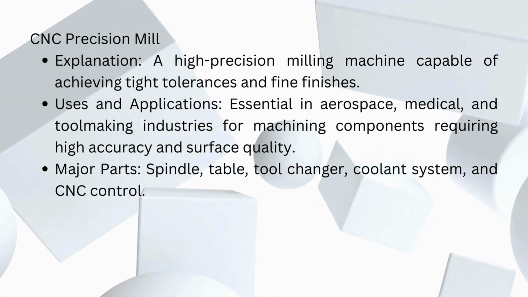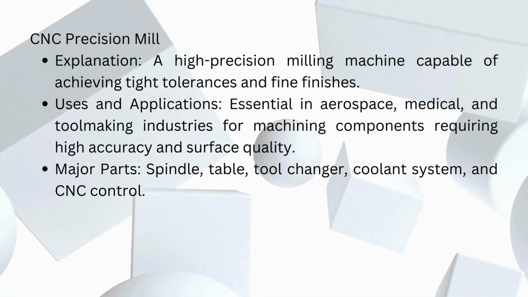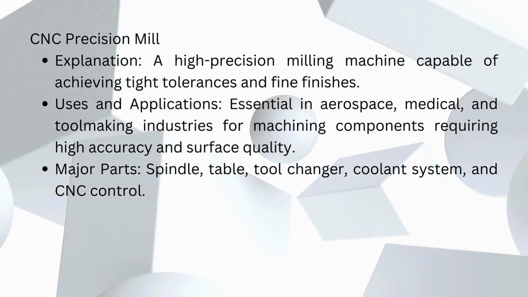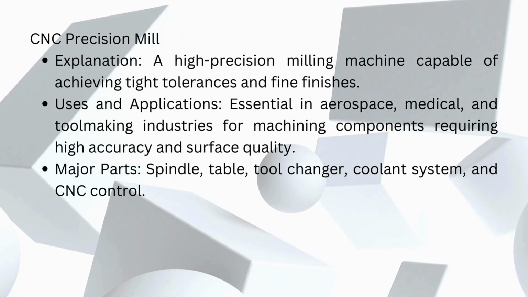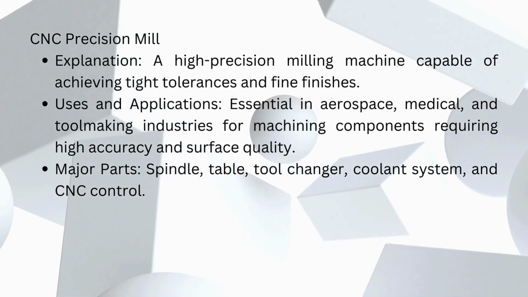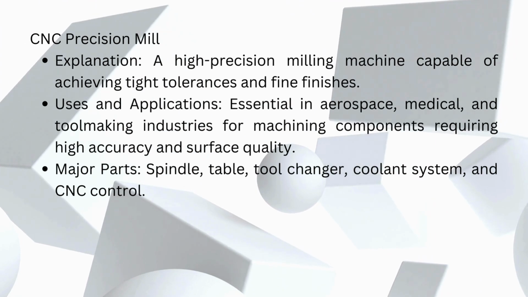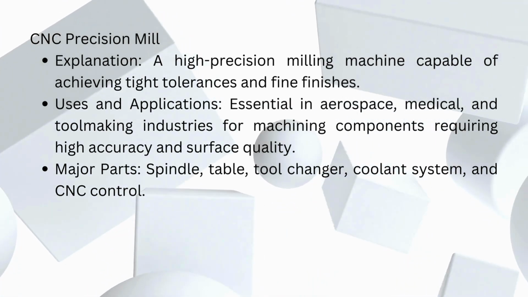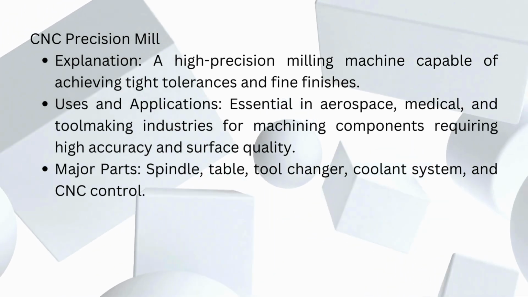CNC precision mill. Explanation: a high-precision milling machine capable of achieving tight tolerances and fine finishes. Uses and applications: essential in aerospace, medical, and tool-making industries for machining components requiring high accuracy and surface quality. Major parts: spindle, table, tool changer, coolant system, and CNC control.